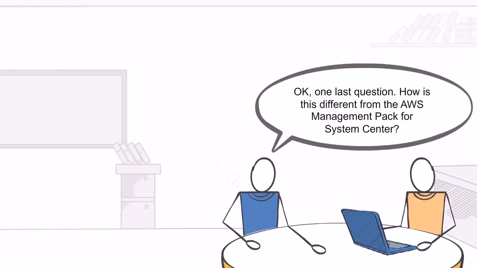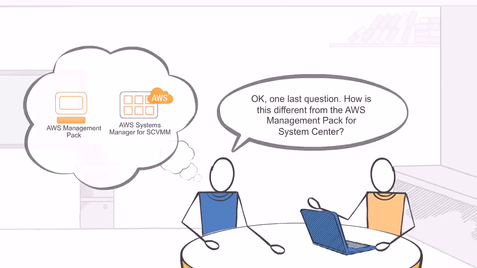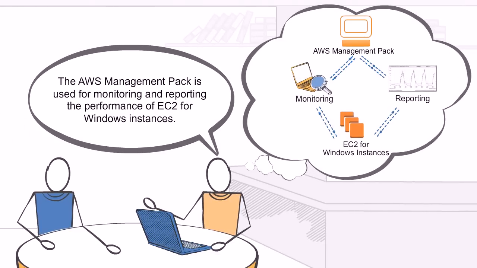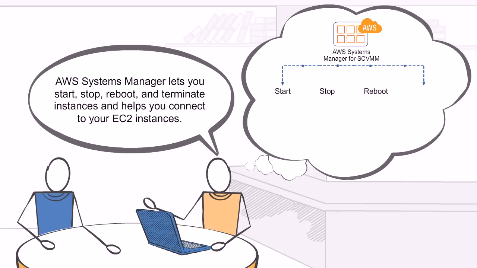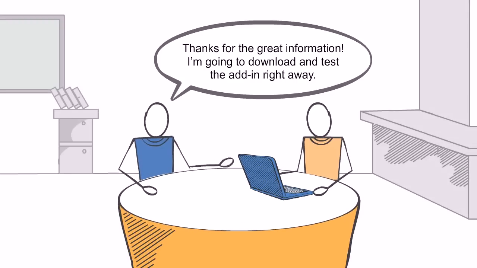Okay, one last question. How is this different from the AWS Management Pack for System Center? The AWS Management Pack is used for monitoring and reporting the performance of EC2 for Windows instances. AWS Systems Manager lets you start, stop, reboot, and terminate instances, and helps you connect to your EC2 instances. Thanks for the great information. I'm going to download and test the add-in right away.